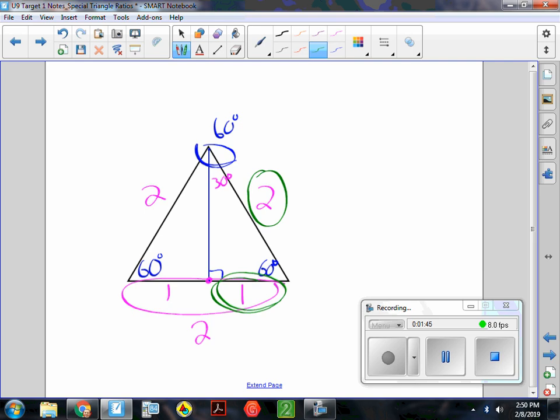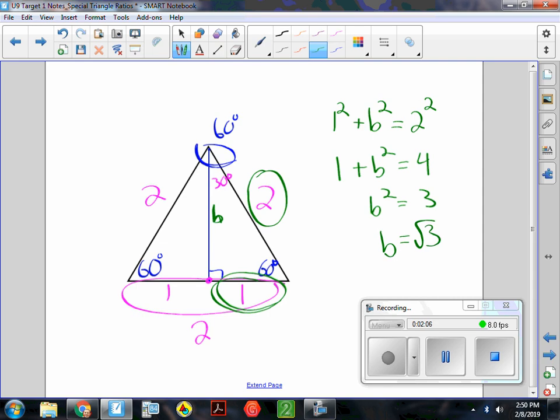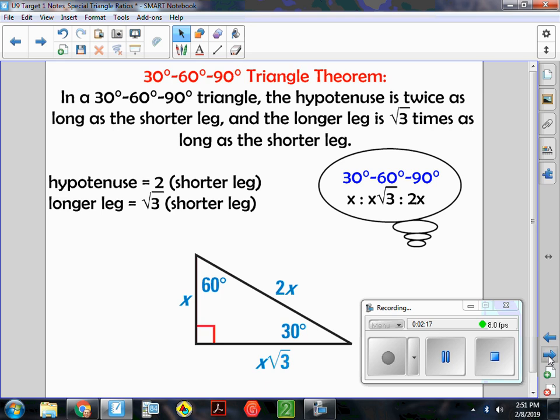We also could do the Pythagorean theorem to find the altitude, or the height, of the triangle. I could do 1 squared plus, let's call this b, b squared is equal to 2 squared. So 1 plus b squared equals 4. b squared equals 4 minus 1, which is 3. And b equals square root of 3. And so the height is always going to be a square root of 3 ratio compared to the other two sides of the triangle.